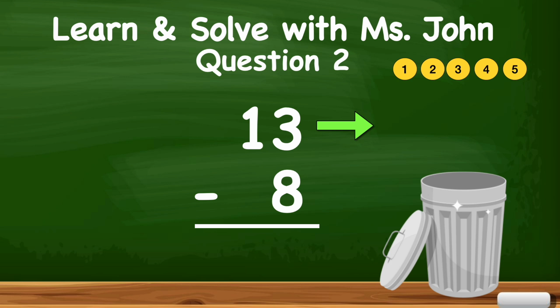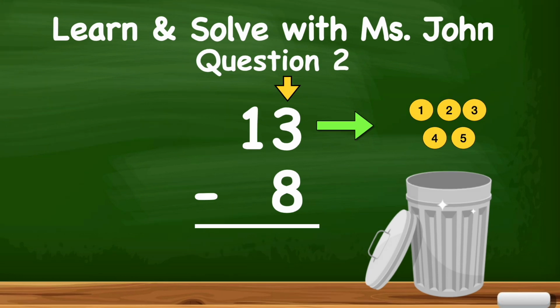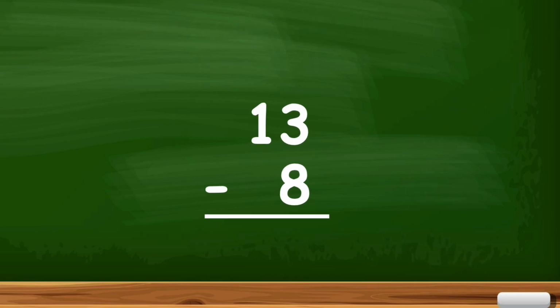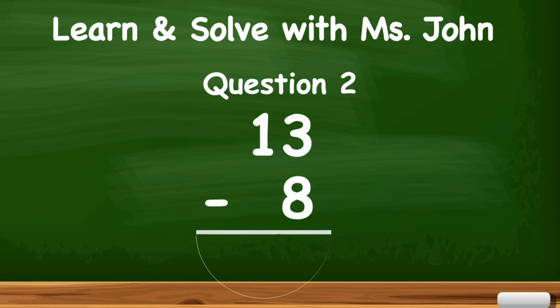Now it's time to add up the total number of dots remaining. We have 1, 2, 3, 4, 5. Because there's 5 dots remaining, that means 13 minus 8 equals 5. Again, the answer for 13 minus 8 equals 5. Now we're going to do this question again, but we're going to do it a little different. Question number 2 again. 13 minus 8.